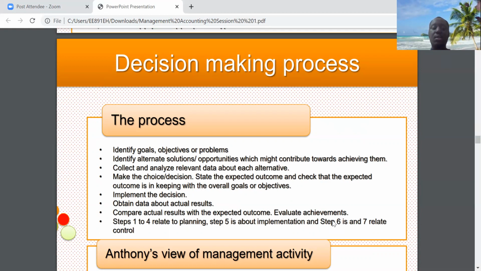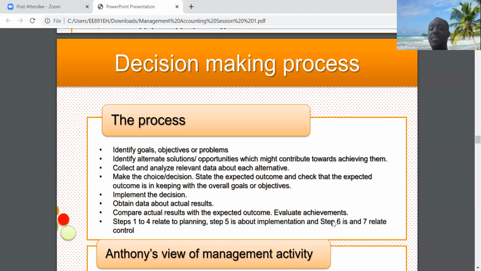So first of all, they set their goals, they identify alternative solutions, then they collect relevant data or information about each alternative. Then they make a decision. When you make a decision, you are basically making a choice. That is what you want to go with. Then after that, you have to take action. You implement the decision.